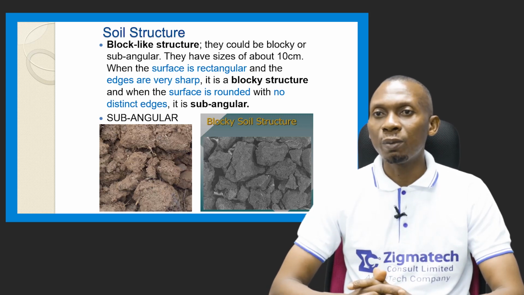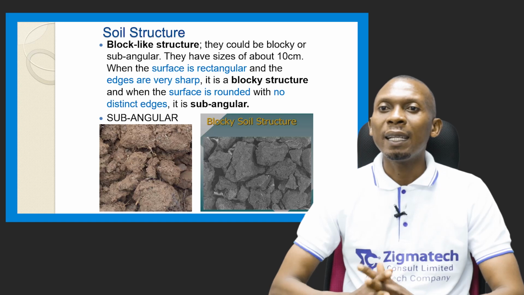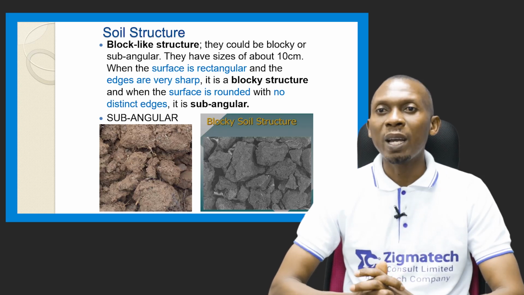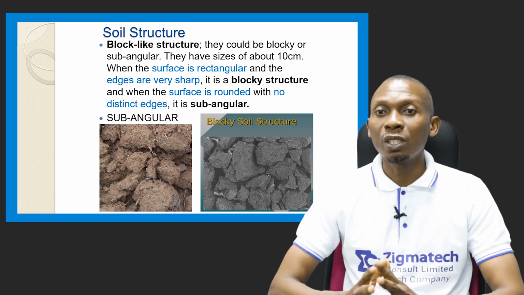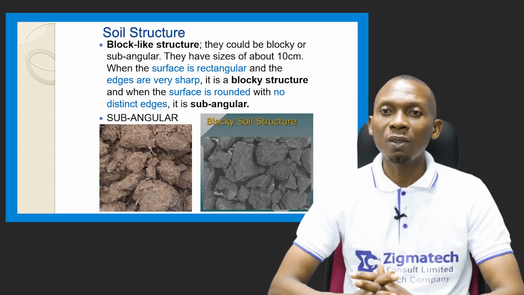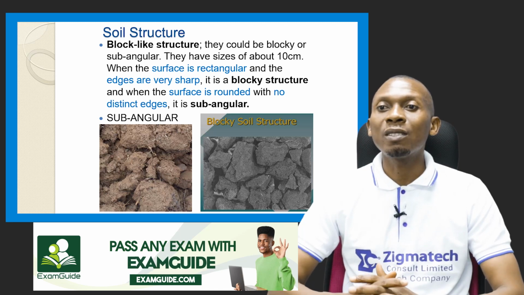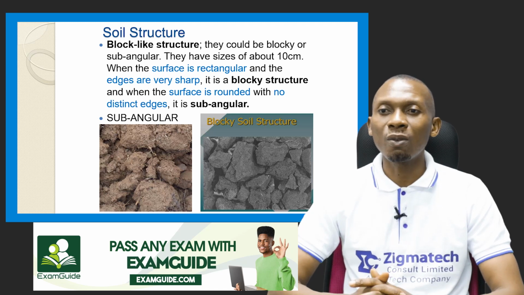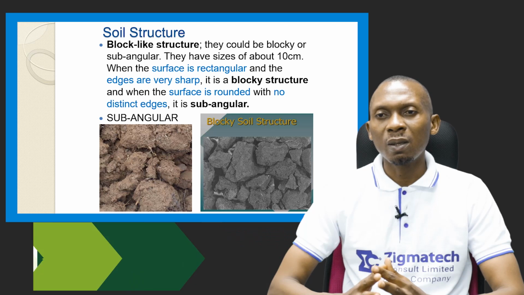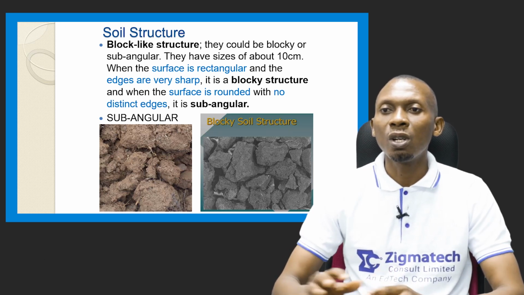Now let's look at the description. When the surface is rectangular and the edges are very sharp, we have what is called a block-like structure. So it is a blocky structure when the surface is rectangular and the edges are sharp. But when the surface is rounded with no distinct edges, it is called subangular. So just take a look at the picture to help us understand what this description of this soil structure looks like.